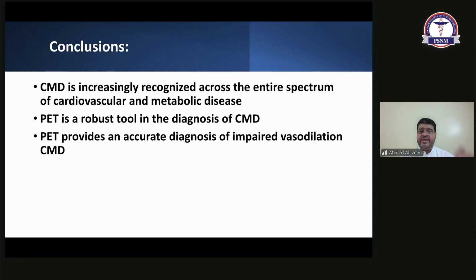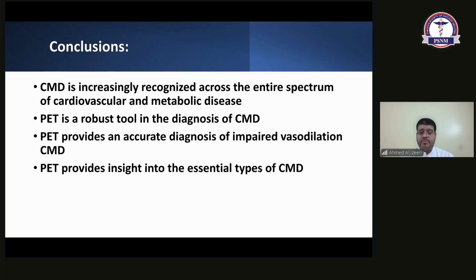But luckily, this only accounts for 15% of patients with microvascular dysfunction. And now PET provides insight into the endotype of coronary microvascular dysfunction. So not only can we diagnose it, but we can differentiate between the indigent type and the classical type, which carries prognostic value.